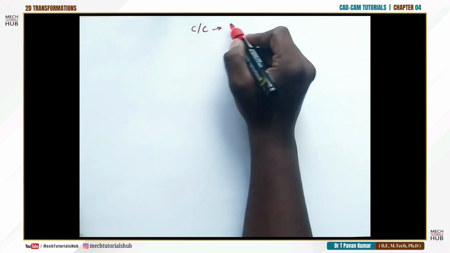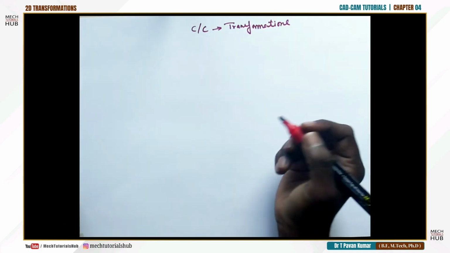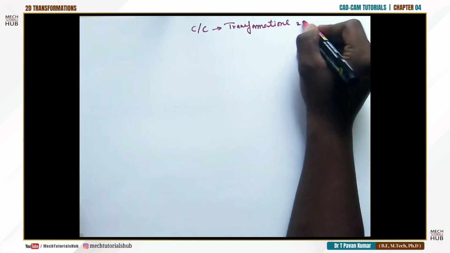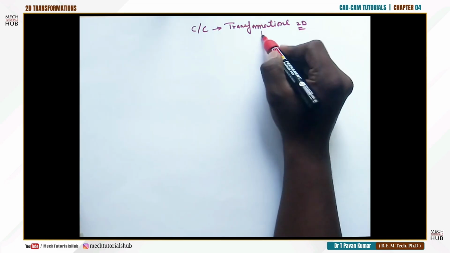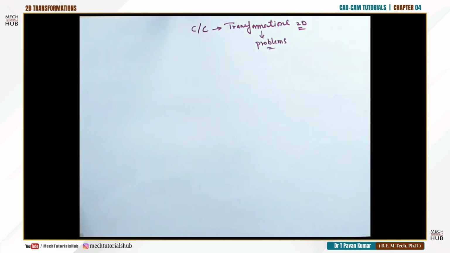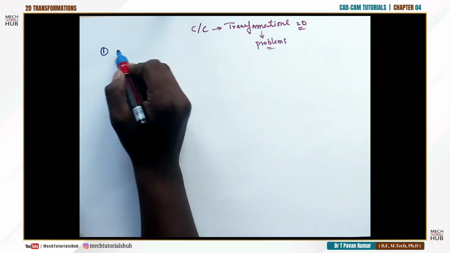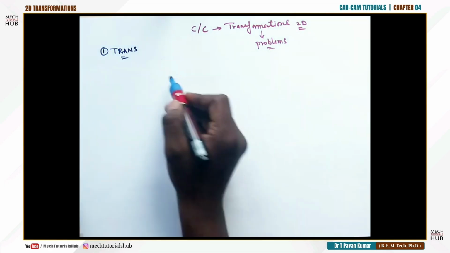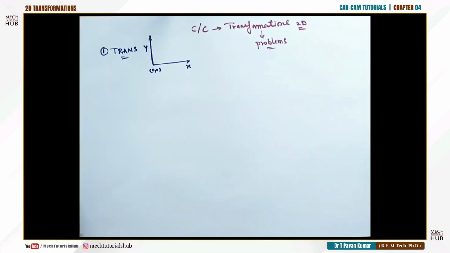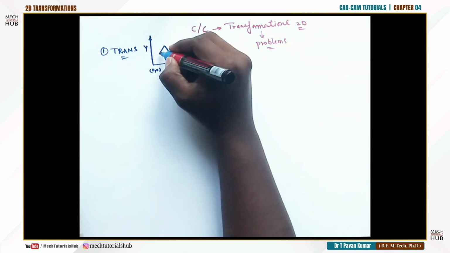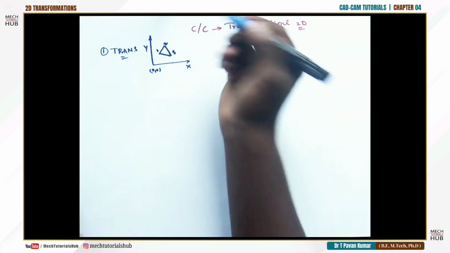Okay, we'll continue with transformations. We have already seen the concept of 2D transformations, where we discussed translation, rotation and scaling. Today we'll try to solve a few simple problems based on it. Let us consider a coordinate system and try to solve a problem based on translation, with axes x and y. Now let us consider a triangle 1 2 3, or ABC.